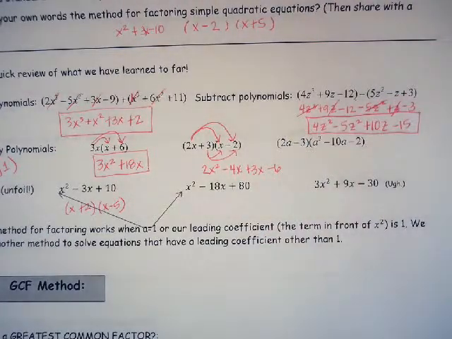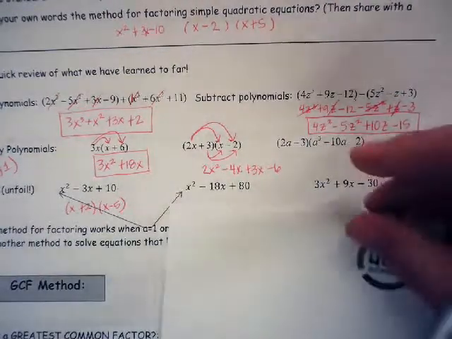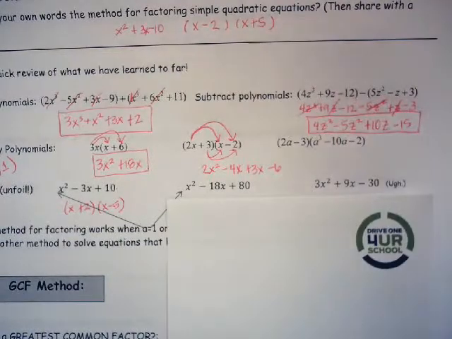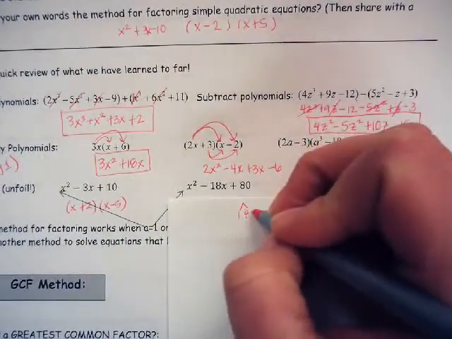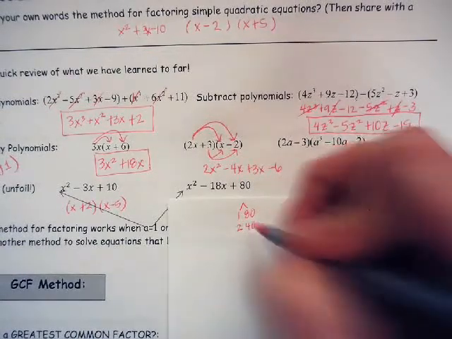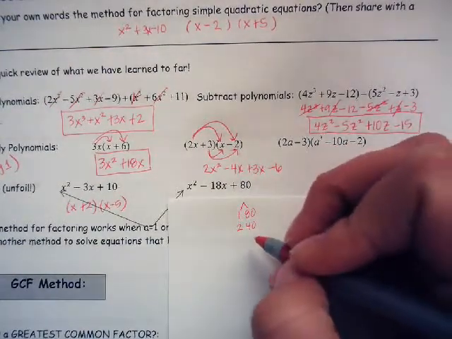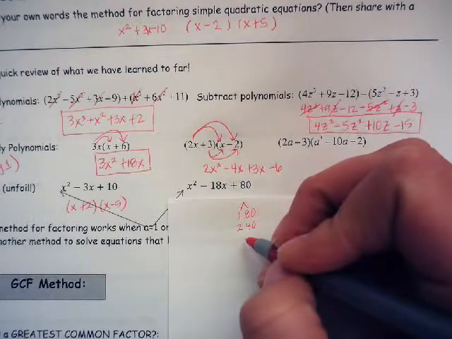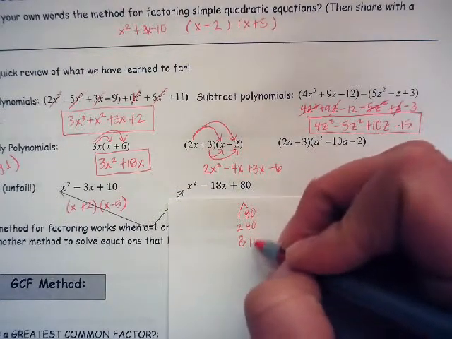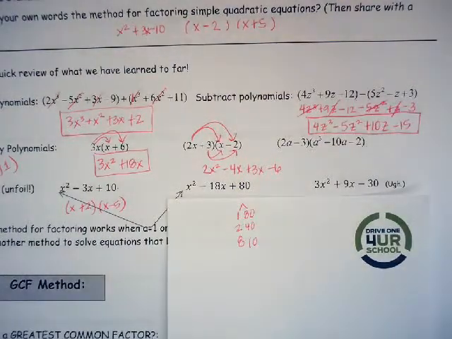I need to find two factors of 80 that are going to add to negative 18. So if I list all of them, 1 and 80, 2 and 40, think of all of them here, 8 and 10. This one's going to work. Actually, I can already see it.